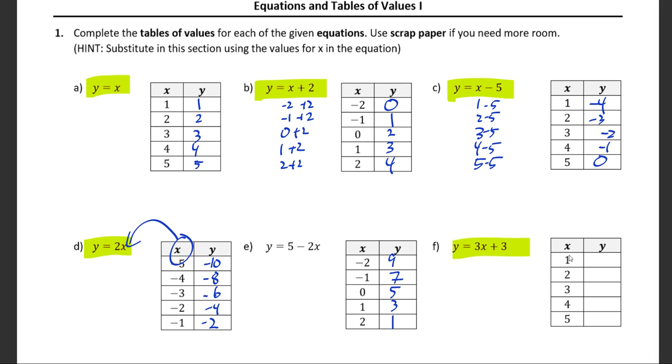3 times 1 is 3. Add 3, that's 6. 3 times 2 is 6. Add 3, that's 9. 3 times 3 is 9. Add 3, that's 12. Keep going and fill out the chart. So when they give you the equation, just substitute the x value in where it says x.